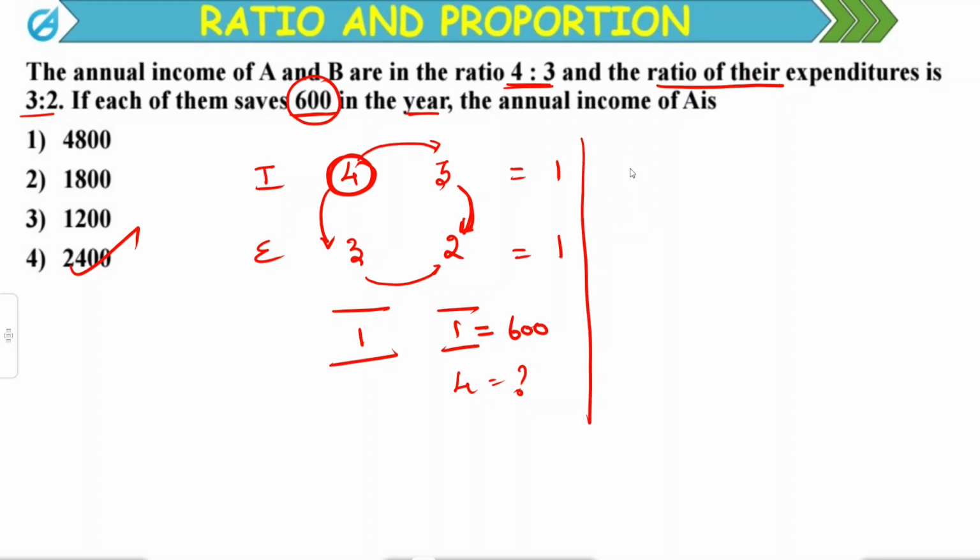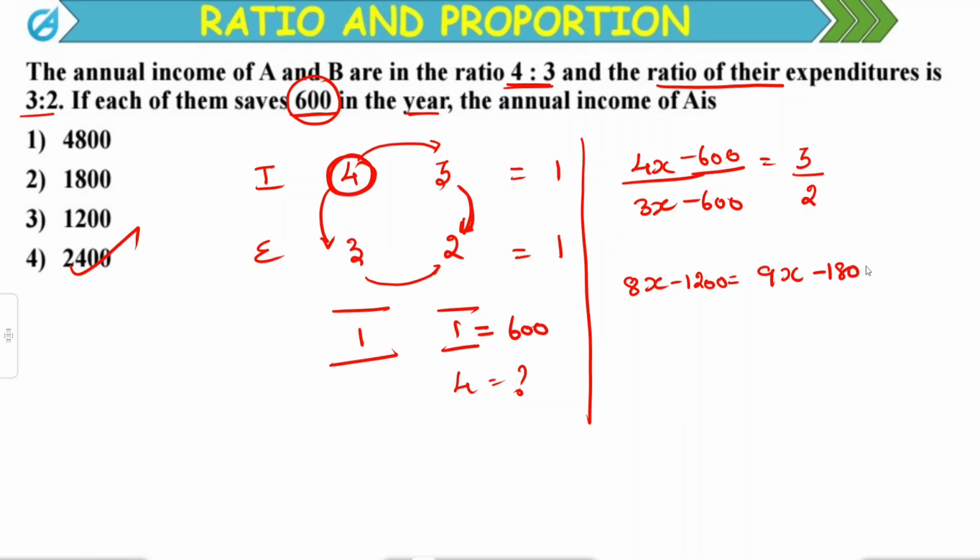Otherwise, by framing the equation: 4x by 3x, minus, both the persons are saving 600 rupees. What is their expense ratio? 3 by 2. Again, if we cross multiply, 8x minus 1200 is equal to 9x minus 1800.